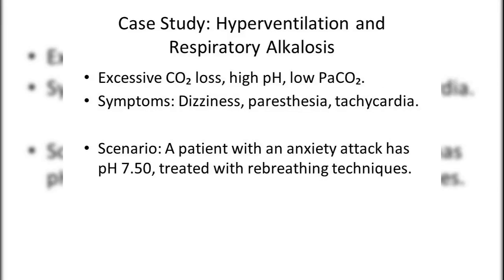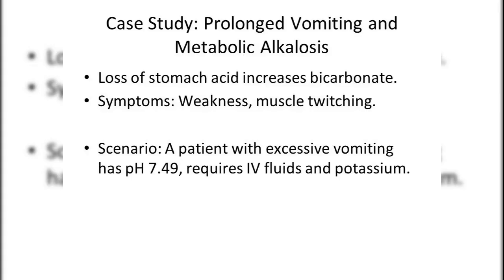Hyperventilation can cause respiratory alkalosis due to excessive CO2 loss, leading to high pH and low HCO₃. Symptoms include dizziness, paresthesia, and tachycardia. A patient with an anxiety attack might have a pH of 7.50 and be treated with rebreathing techniques. Prolonged vomiting can lead to metabolic alkalosis by increasing bicarbonate levels, resulting in high pH. Symptoms include weakness and muscle twitching. A patient with excessive vomiting might have a pH of 7.49 and require IV fluids and potassium.